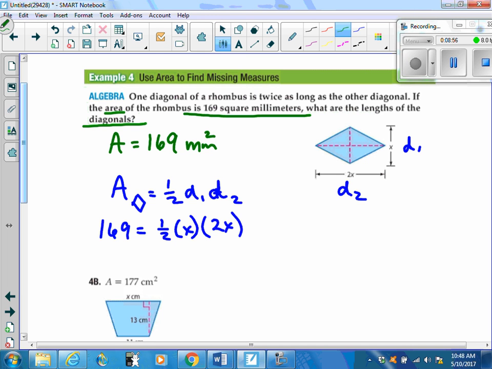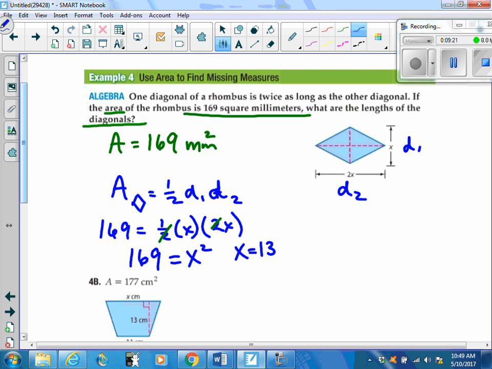Normally I would get rid of the 1/2 by multiplying on both sides, and you can certainly do that, but I also see that I have half of 2 on the left side because I have 1/2 times 2, which is going to just leave me with 1. So I could go ahead and simplify that and get 169 equals x times x, or x squared, which tells me that x is actually 13.